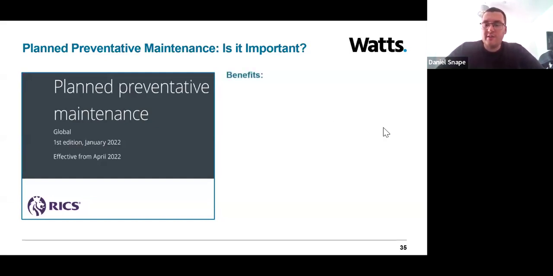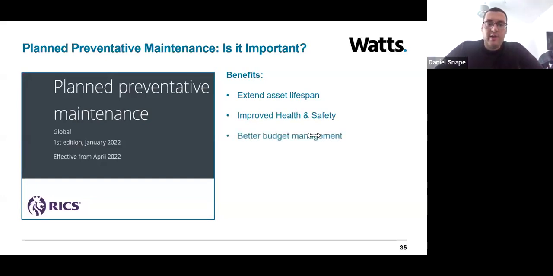So what are the benefits of this, and why is it important? Well, the first one is to extend the asset's lifespan. So planning maintenance and undertaking maintenance before an element fails can increase the overall lifespan of that element. It's also important for health and safety risks. So some of those that we've seen in the previous slides could be managed or avoided if planned maintenance was put in place. It also allows for better budget management, which I'm sure a lot of you are familiar with. It allows for the allocation of service charge more efficiently as well.